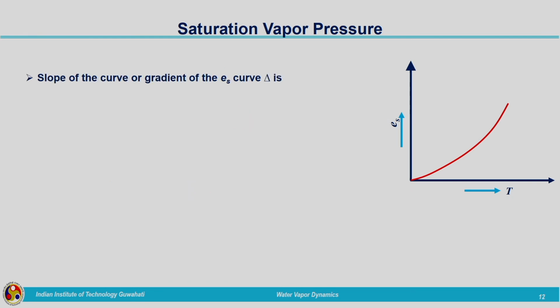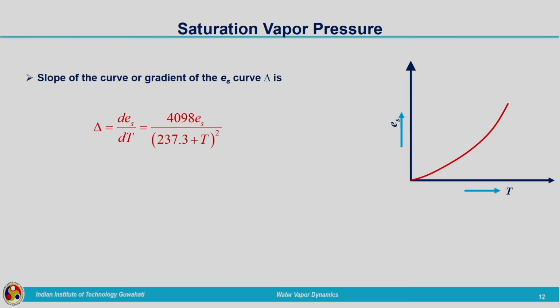Now another term which you need to understand is the slope of this saturation vapor pressure curve, delta. So that is just a slope. How can we get a slope of a particular curve? We will be differentiating, right. So in a similar way, here also we can differentiate, that is slope of the curve or the gradient of the ES curve is given by delta is equal to dES by dT. The expression is 4098 ES divided by (237.3 plus T) whole square.